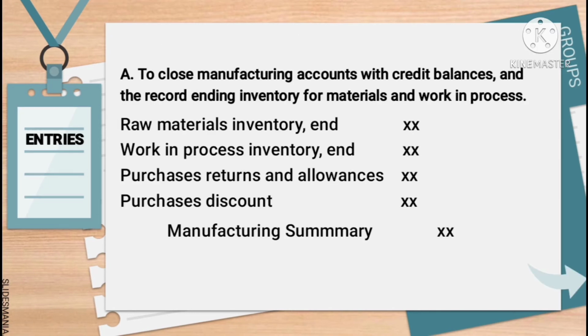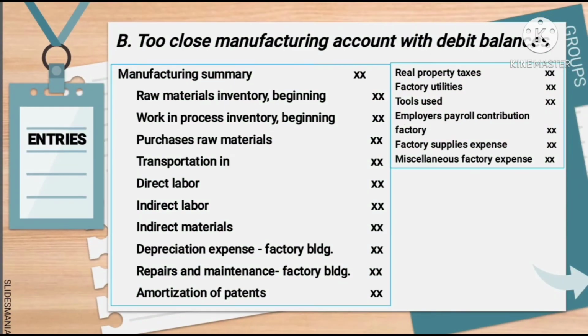To close manufacturing accounts with credit balances, and to record ending inventory for materials and work in process. Para ma-close natin ang credit balances, debit, raw materials inventory end, work in process inventory end, purchases, returns and allowances, purchases discount, credit, manufacturing summary. Next is to close manufacturing accounts with debit balances. Ngayon naman sa debit balances ang i-close natin.